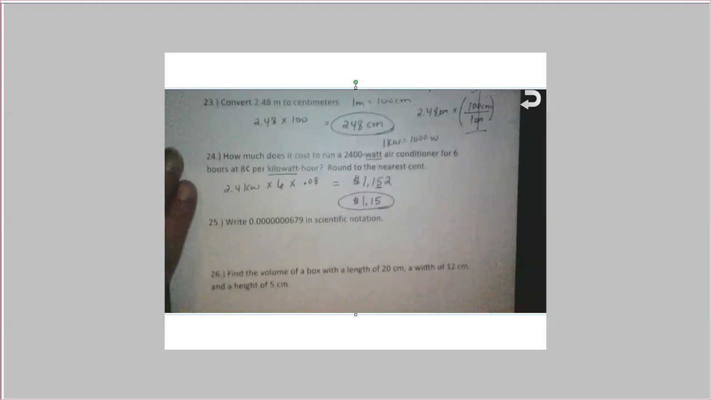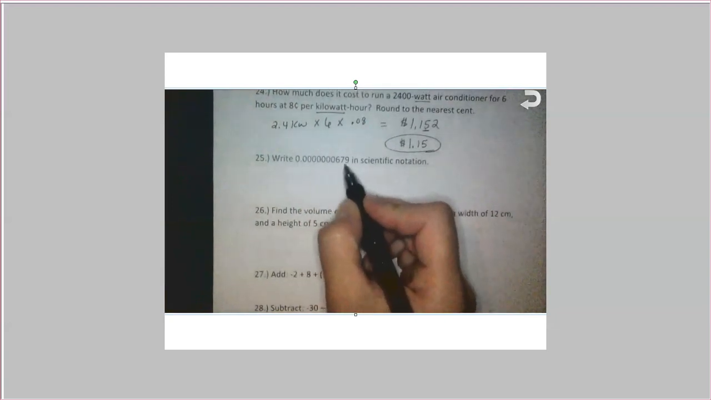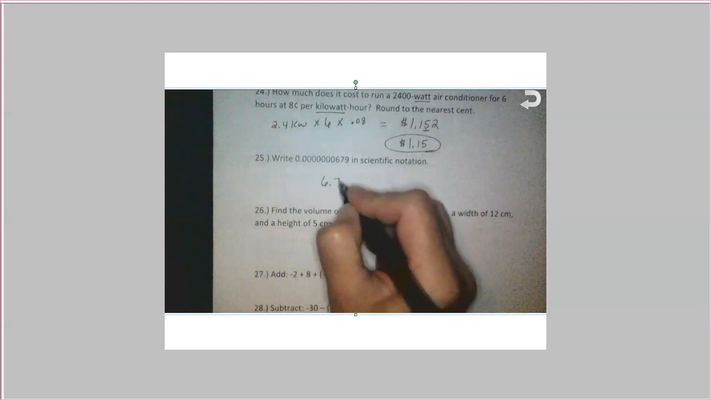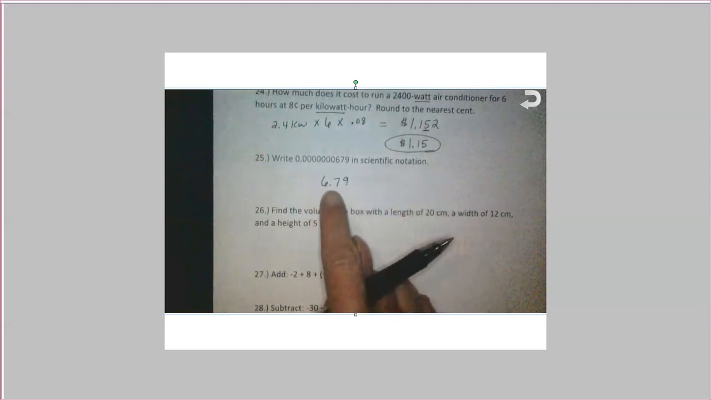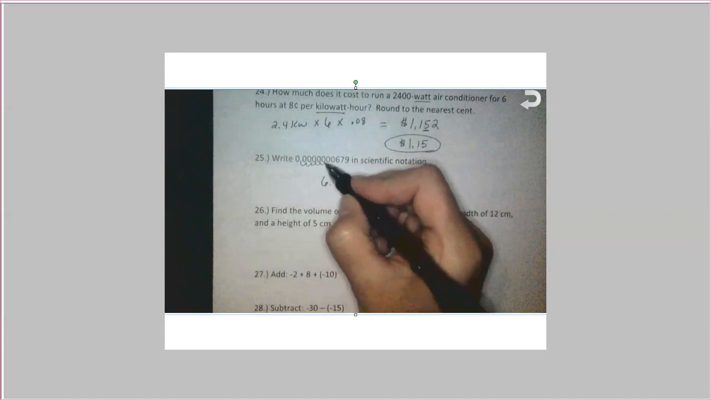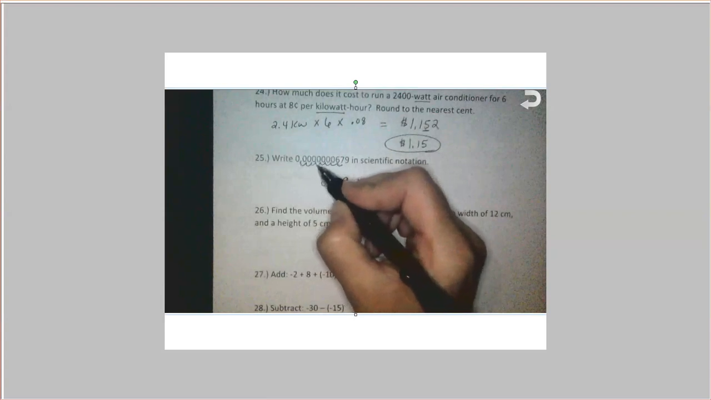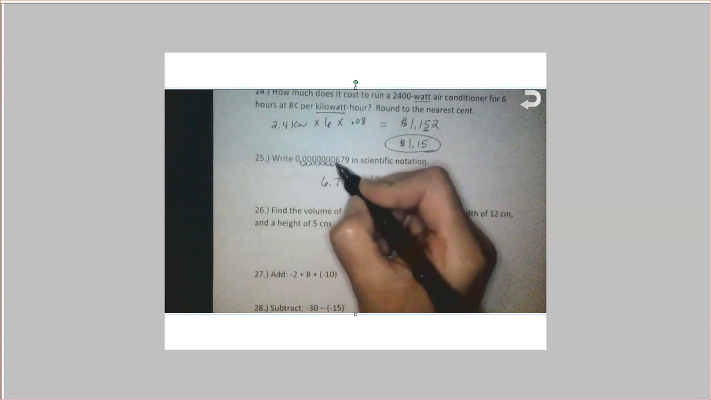Number 25 is asking me to change my decimal into scientific notation. What I'm going to do is shift my decimal over until I get a number between 1 and 10. Okay, so that would be 6.79. It's always times 10 to some power. So how many spots did we move? 1, 2, 3, 4, 5, 6, 7. Count again. 1, 2, 3, 4, 5, 6, 7, 8. Okay, so that was 8.